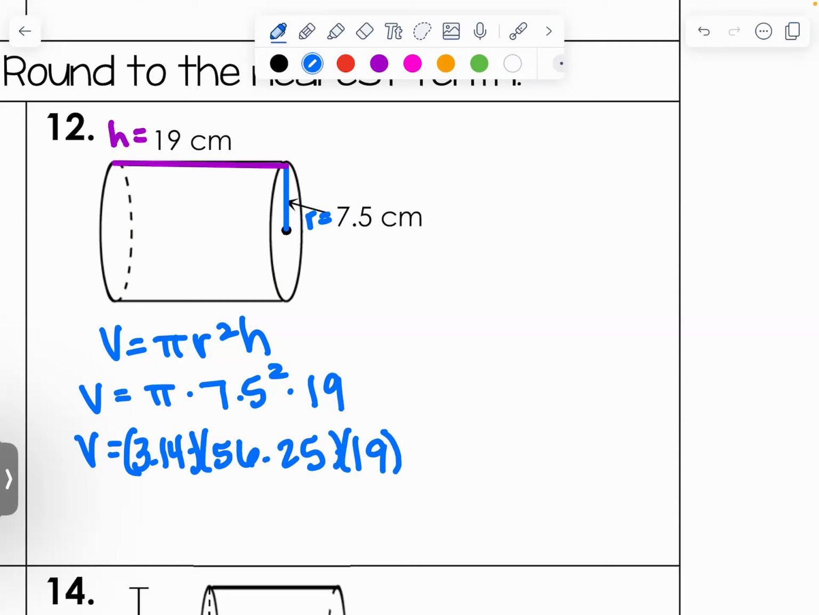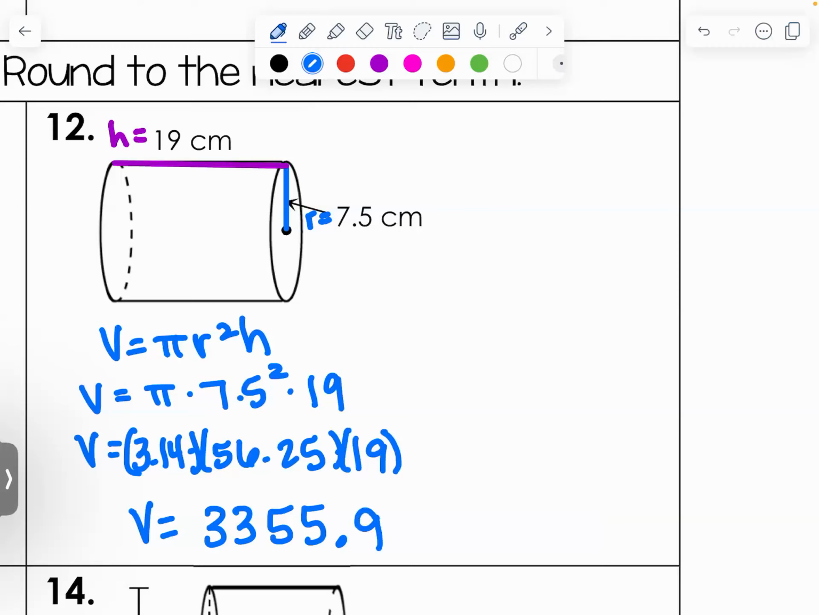Okay, when we multiply those three numbers together, Emma, what did you get? I know you got it. What'd you get? 3,352.9. 55.875. Yes, I got... hold on. Let me redo this. 3,355.875 centimeters. So if it's 875, let's go ahead and round up to 0.9 because we're just going to do one decimal place.